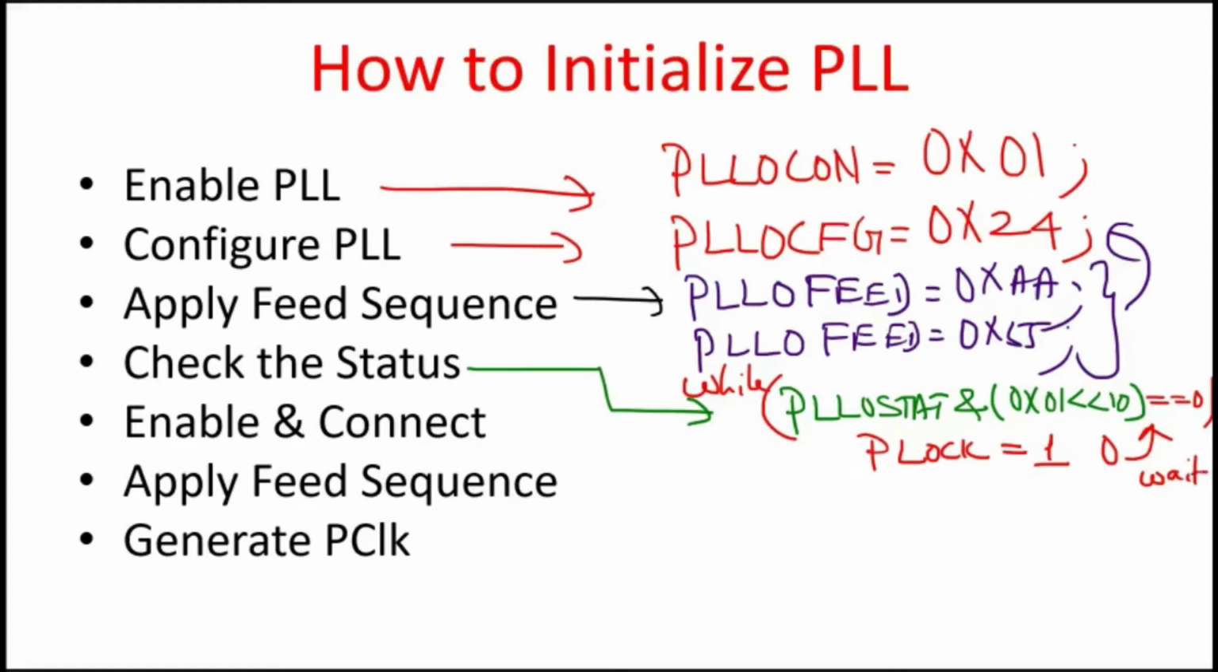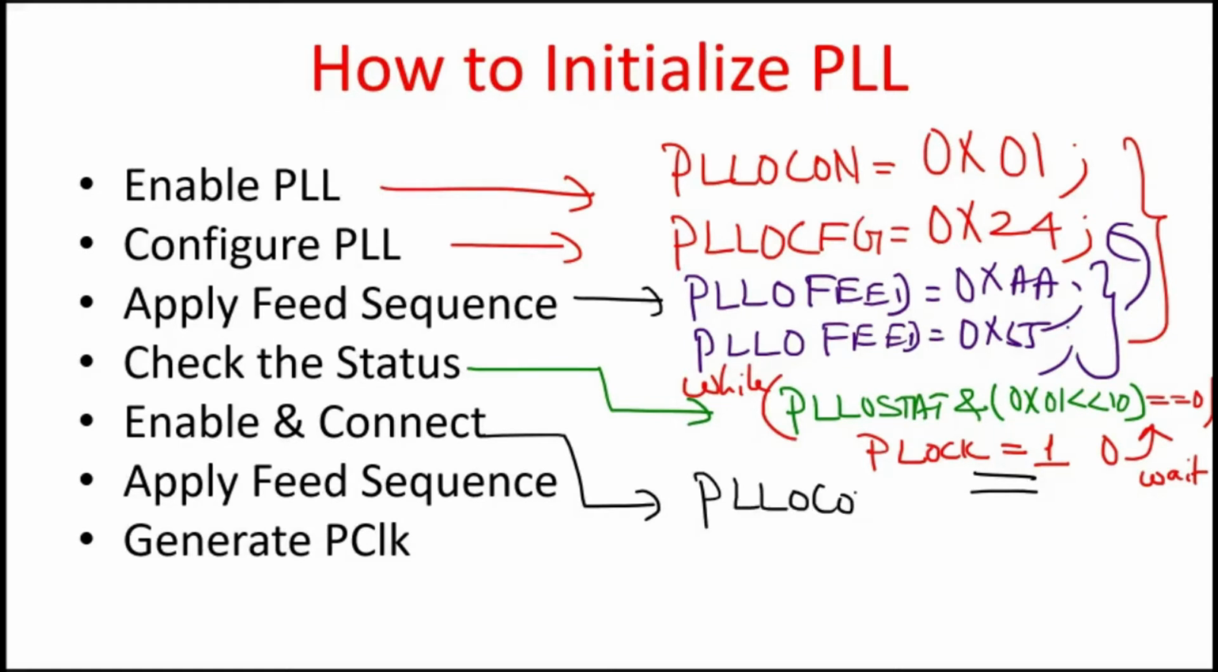If you don't do the initial operations, it becomes an indefinite wait. If you do all these initial operations, then at some point in time, the processor will make the p lock bit equal to 1. That you have to keep in mind. Once you are having your p lock bit as a 1, which means the processor is now generating 60 MHz, it's time for you to connect it.